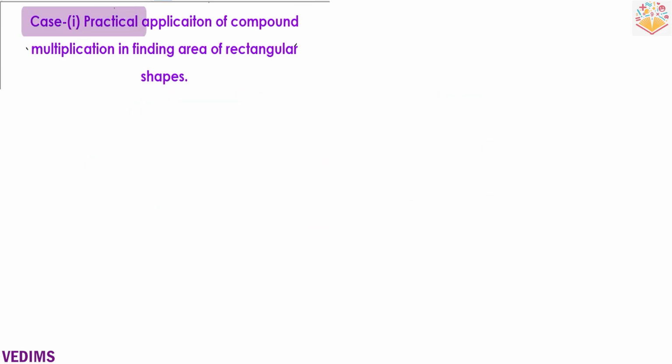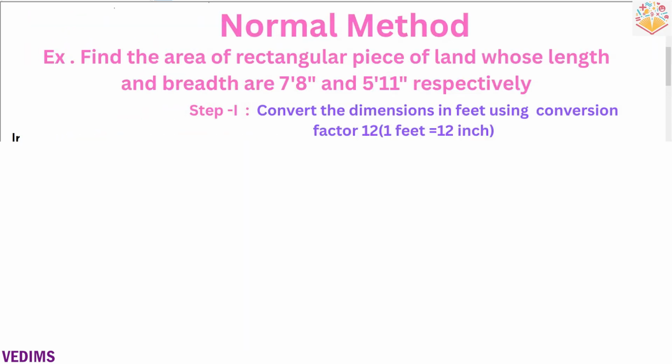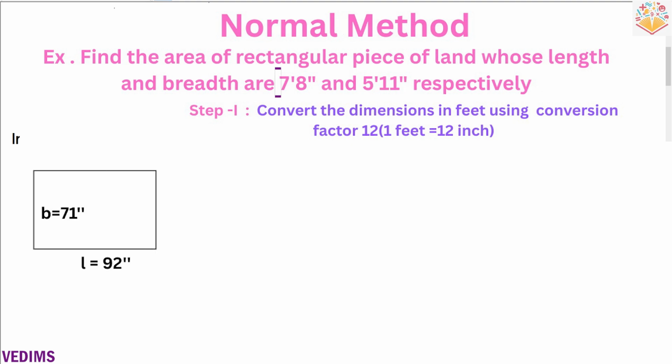For case 1, practical application of compound multiplication in finding area of rectangular shapes, like the glass of your window. In normal method, how this is calculated we'll see with an example. Find the area of a rectangular piece of land whose length and breadth are 7 feet 8 inch and 5 feet 11 inch respectively. If anybody asks you, you will find it very difficult to multiply. I will teach you in this topic how easily we can do it.